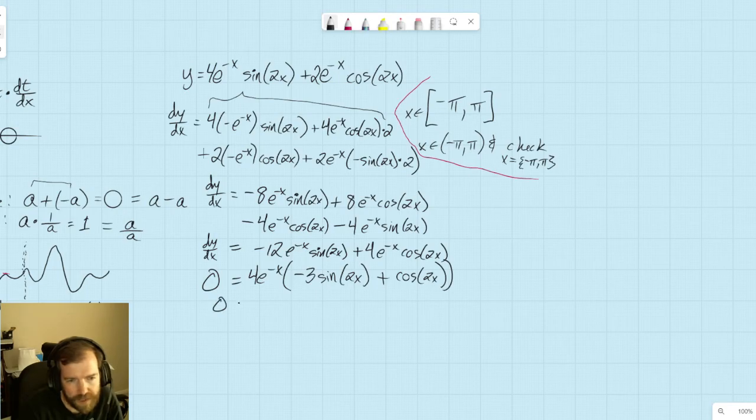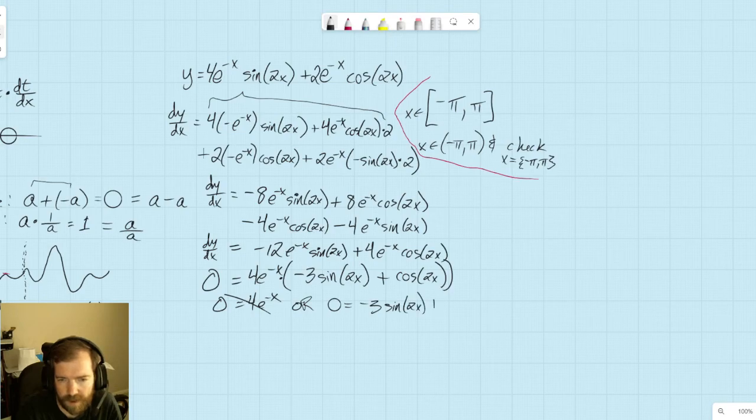All right, in this case, we got 0 is going to be equal to 4e to the negative x, which can't happen. So that's just going to be a non-existent solution, not trivial. Over here, we've got that, or 0 is going to be equal to negative 3 sine of 2x plus cosine of 2x. At this point, there's a couple of things that you can do.